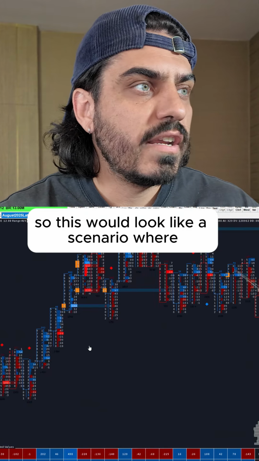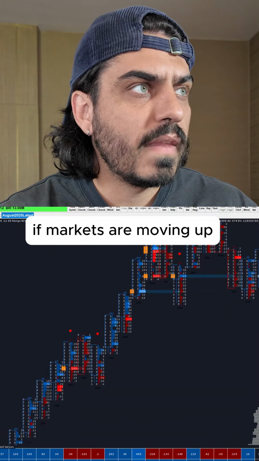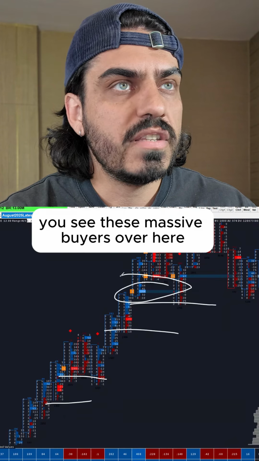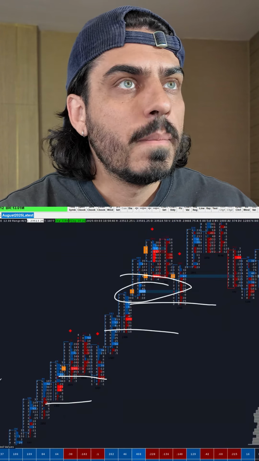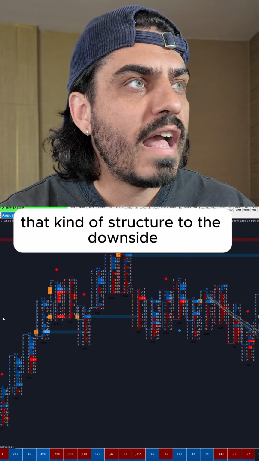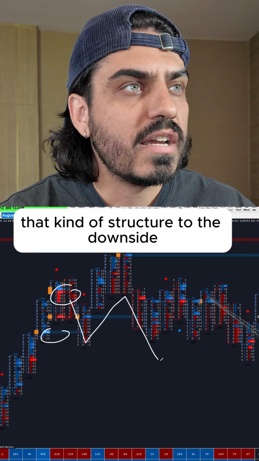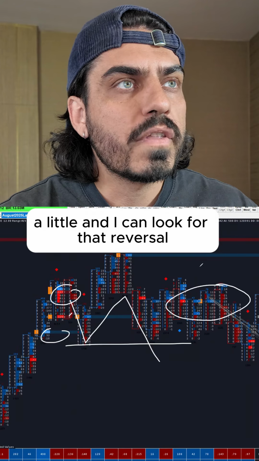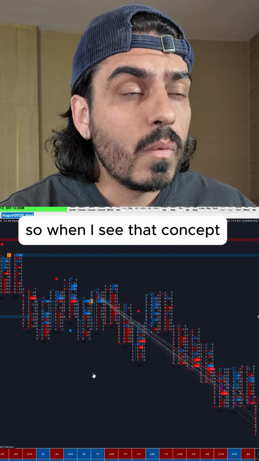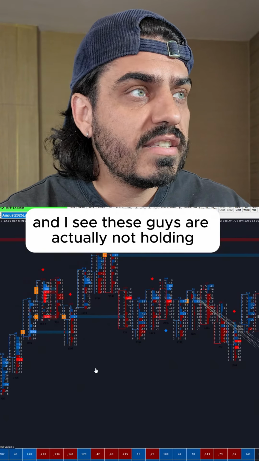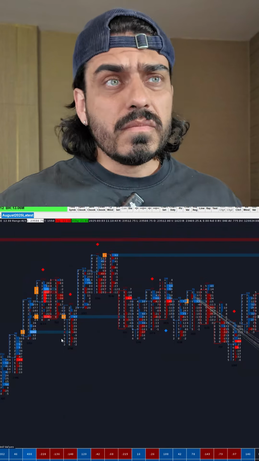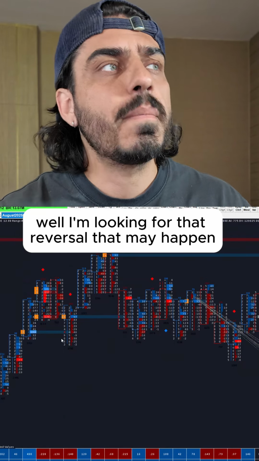So this would look like a scenario where if markets are moving up and there's kind of a stair step of order flow of imbalances that are holding, you see these massive buyers over here. My whole directive is if we can actually start breaking that kind of structure to the downside a little, and I can look for that reversal that's actually holding these lower highs. So when I see that concept and I see these guys are actually not holding all that buy support anymore, well, I'm looking for that reversal that may happen.